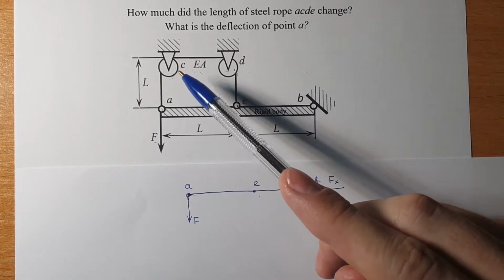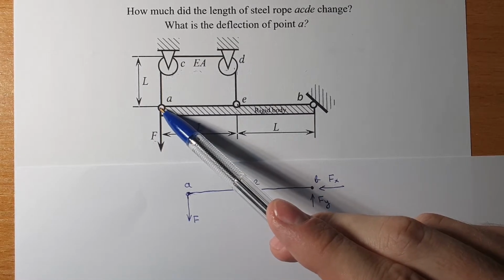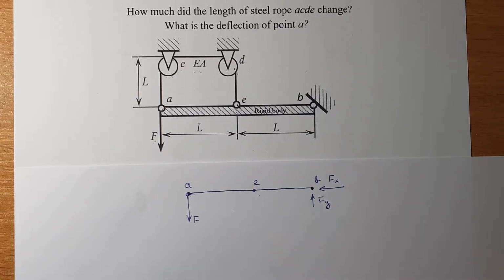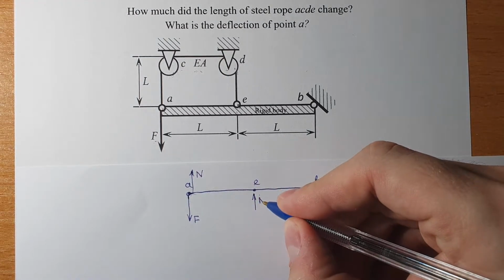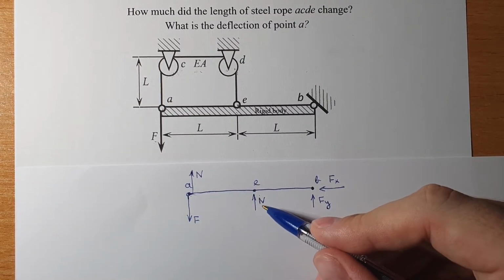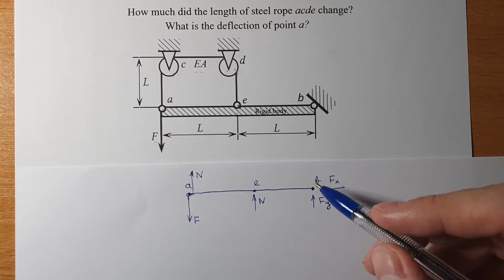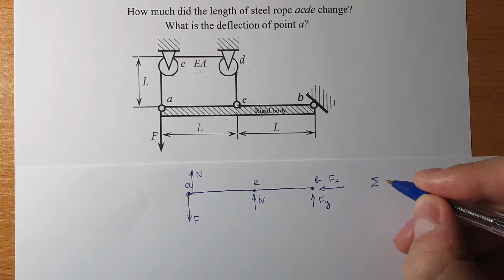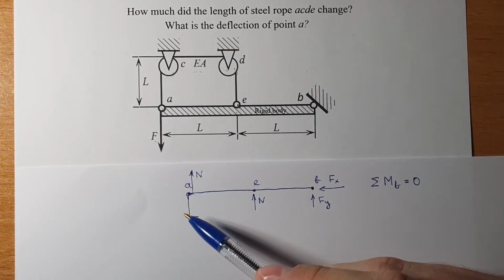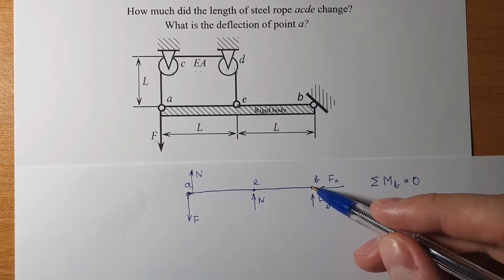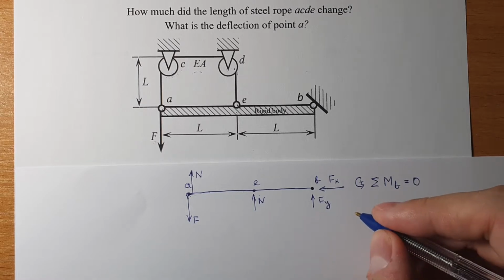So, assuming that pulleys are frictionless and weightless, we can assume that forces acting at points A and E are equal, and it is equal to, for example, capital N. Okay, so now we need to find the value of these forces. To do this, we can write a moment equilibrium equation with respect to point B. The sum of moments with respect to point B must be equal to 0, and forces which rotate a rigid body with respect to point B counterclockwise will be positive. Okay, so let's write it.